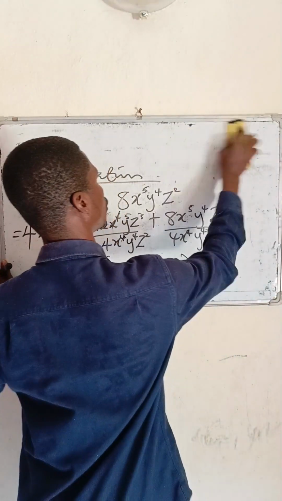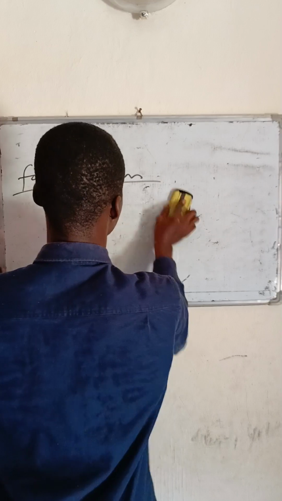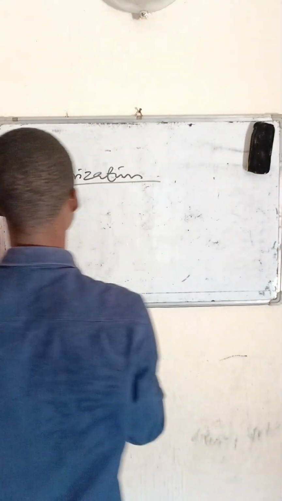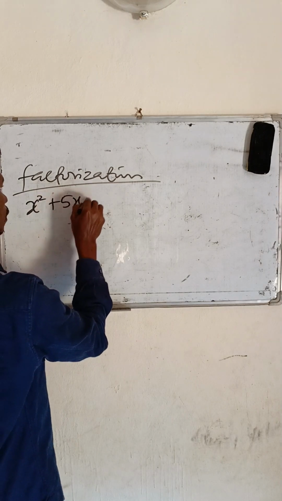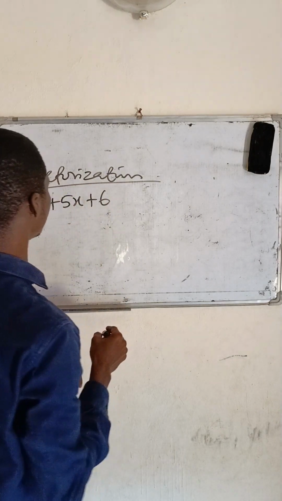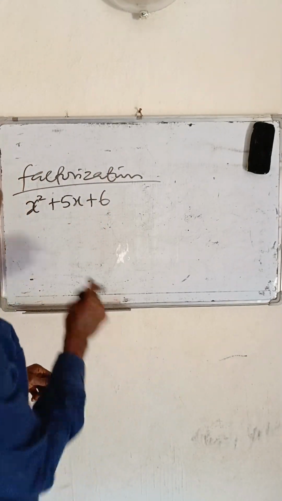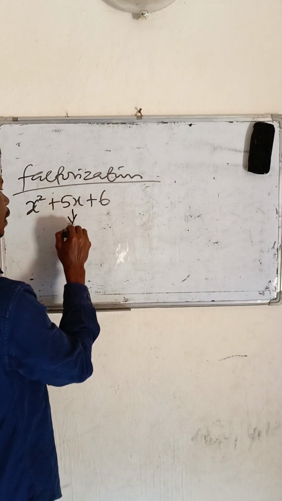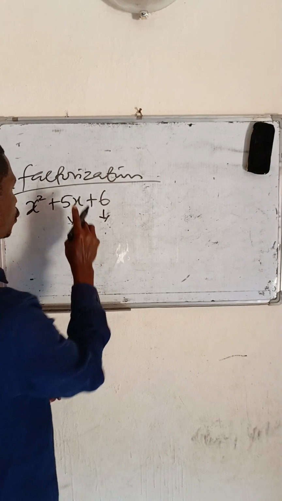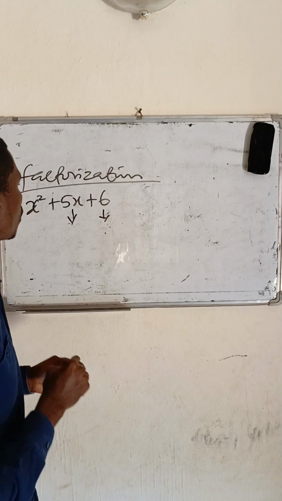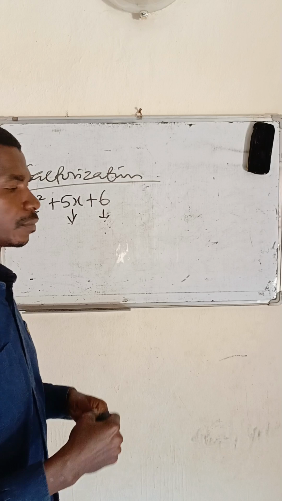The last question for factorization. Okay. What about if you have x squared plus 5x plus 6? Are you seeing this now? We can still factorize this. How do we factorize this? It's the same thing. Just look for what you're going to multiply that will give you 6, and if you add it, it will give you 5. What is that?